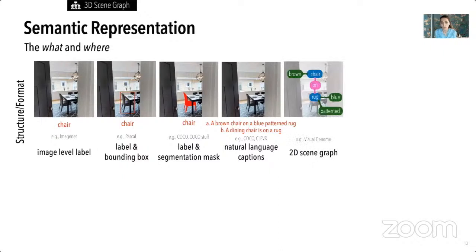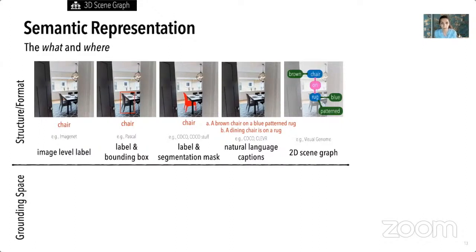And also you can use a structure that can be a little bit more structured than the free form of natural language captions, but also more rich than an object label and a bounding box. And that would be the 2D scene graph work by Krishna et al., where you describe a scene based on the objects that exist within it. And then each of these objects has attributes, and there are relations between these objects, and all of them form a graph. Now, how about the space?